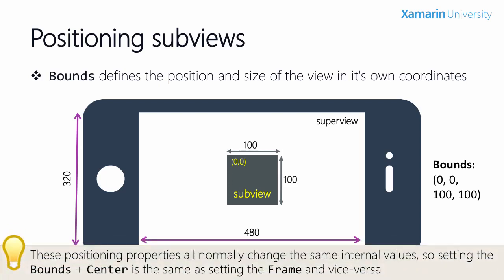Now, iOS is going to keep all of these synchronized, as I mentioned. For example, if you change the center property, then it will change the top left corner of the frame. If you change the bounds properties with the width or height of the bounds, then the height and width of the frame would change as well.